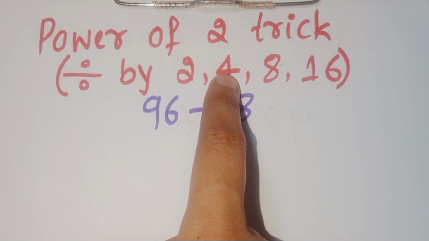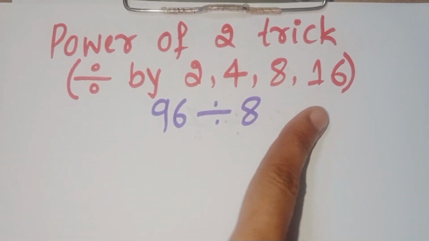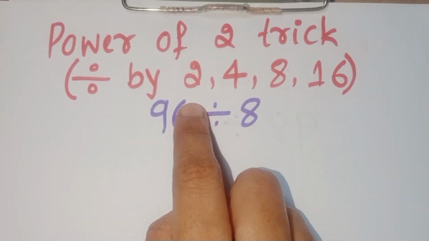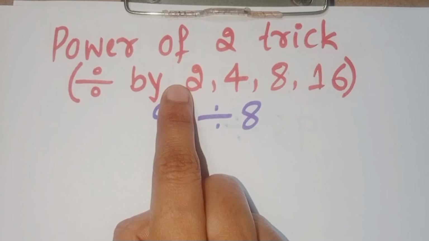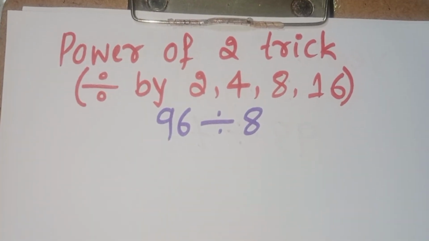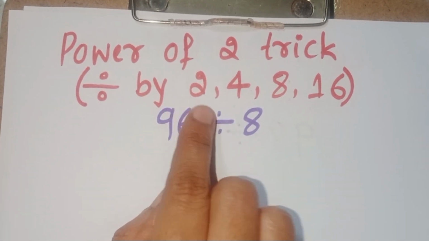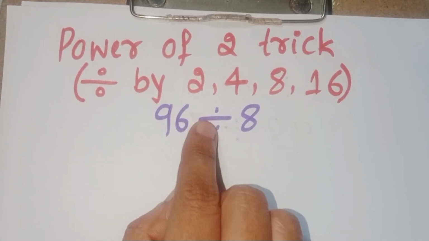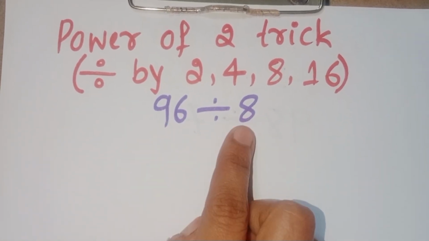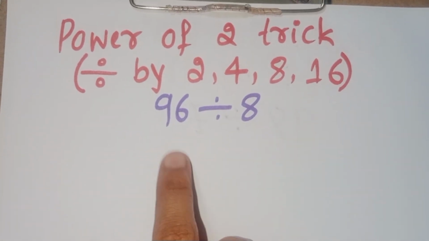Power of 2 tricks. Divide by 2, 4, 8, 16. When the divisor is a power of 2, such as 2, 4, 8, 16, you don't need long division. Simply keep dividing the number by 2 until you reach the required division, or repeatedly halve the number.